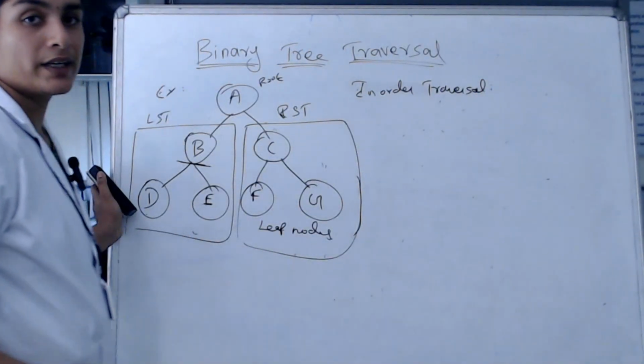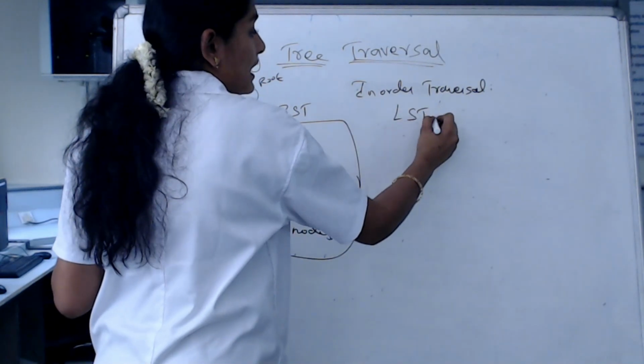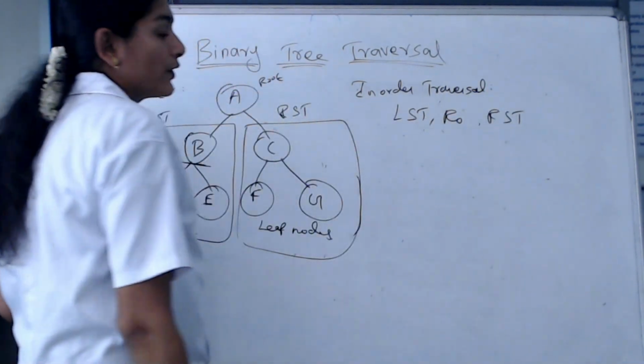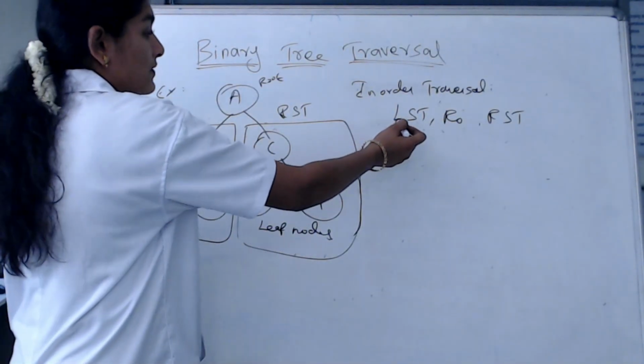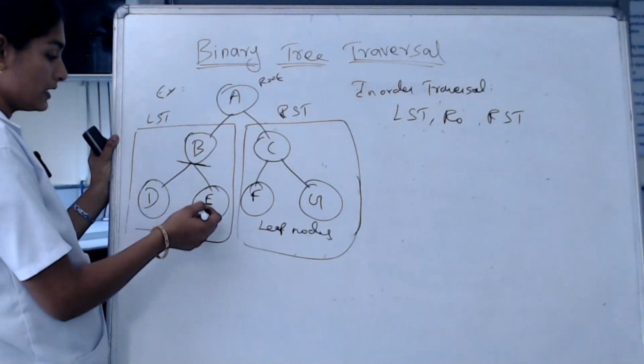In-order traversal means visit the left node or left subtree first, then visit the root node, and then visit the right subtree. Follow this order for in-order traversal. See here, the first step is to visit the left subtree. Come to this left subtree: B, D, E.